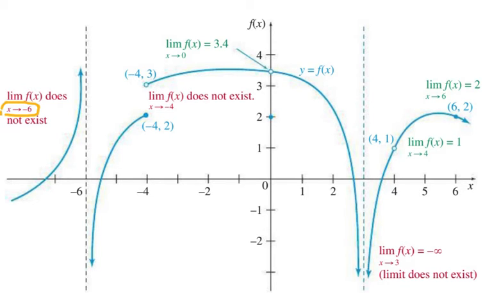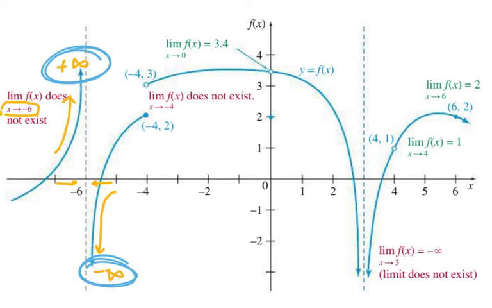And the first piece we're going to consider is as x approaches negative 6. So as x approaches negative 6 from the left, the graph seems to shoot up or tends towards positive infinity. And as we travel along the graph approaching x equals negative 6 from the right, my y values, I should say, are going to negative infinity. Now, positive infinity and negative infinity are not the same value. Therefore, since these two limits don't match, the answer here is that the limit does not exist.